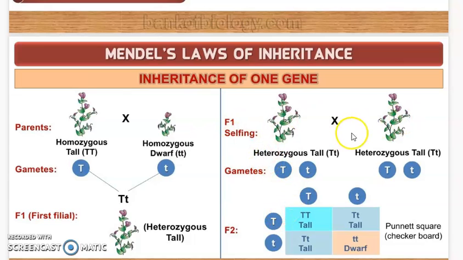And after the self-pollination, about 75% of the plants were tall and only 25% were dwarf. It means that now the trait which did not get expressed in F1 generation has now expressed in F2 generation. And so the proportion of the tall and dwarf were about 3:1, right?